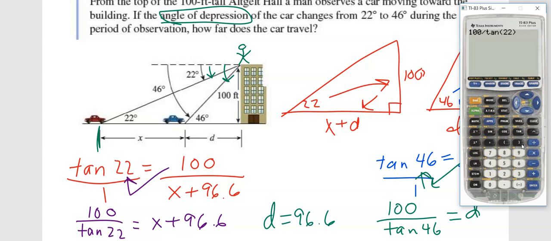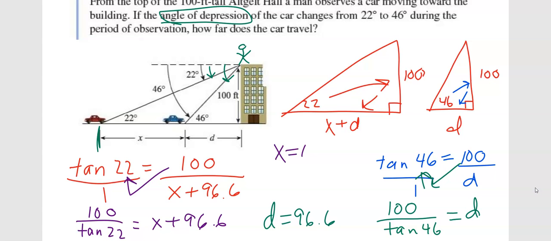One of the greatest things I think you could ever learn in a math class is how to estimate so that you can find your mistakes. And that's true for any math class, including this one. So if I subtract the 96.6, I find out that we have 150.9. So X is 150.9 feet.